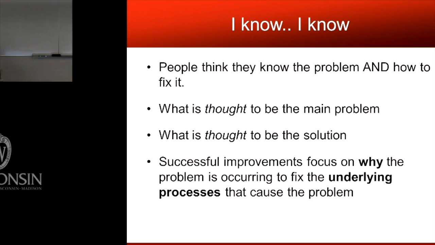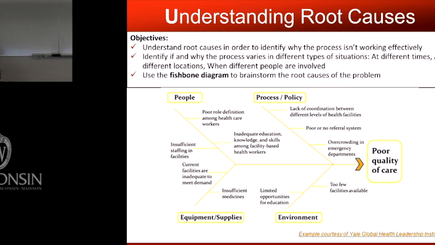So that's why successful improvement efforts focus on why the problem is occurring and really thinking about the underlying processes. And this whole thing, we do it with the team for the quality improvement process. So that's why thinking about who is in your team is really important when you're thinking about the issue you're working with. So understanding root causes, again, you're trying to identify why the process isn't working efficiently.